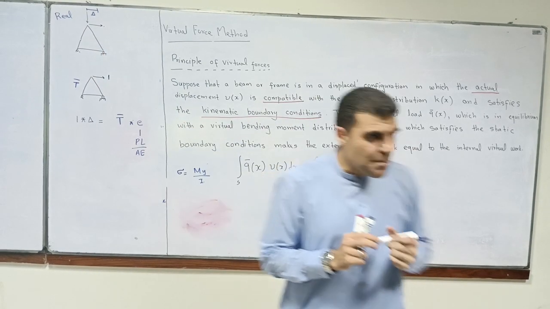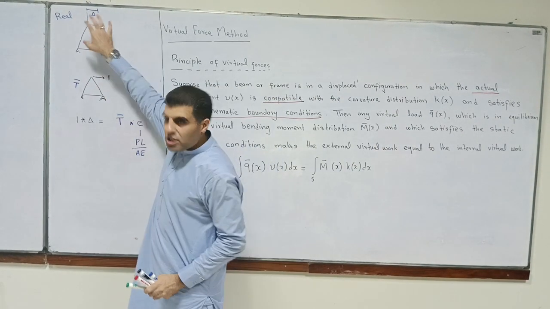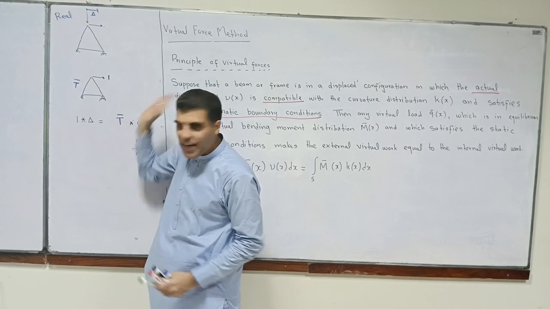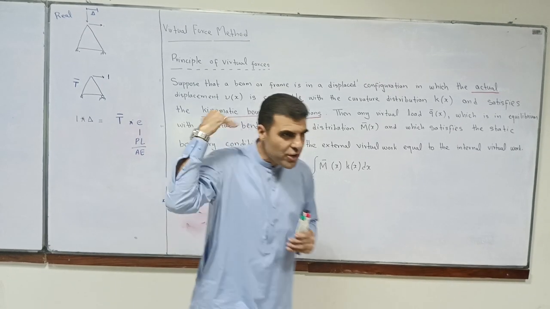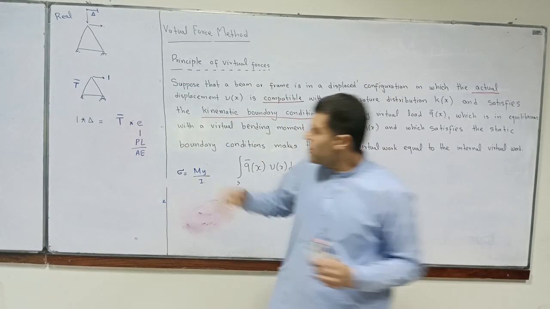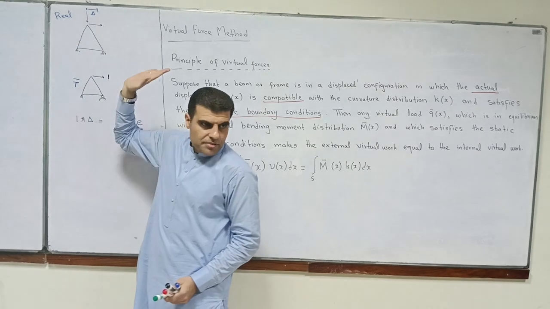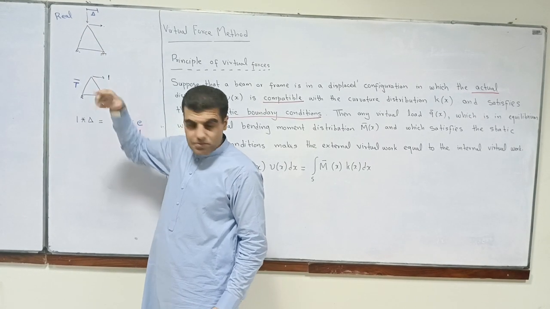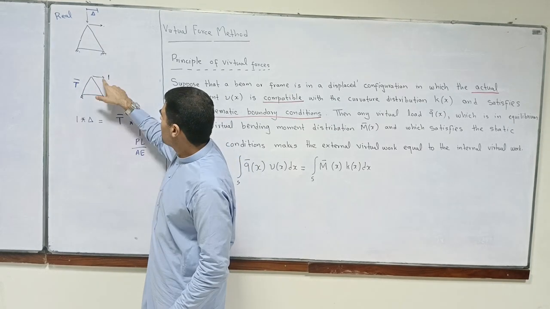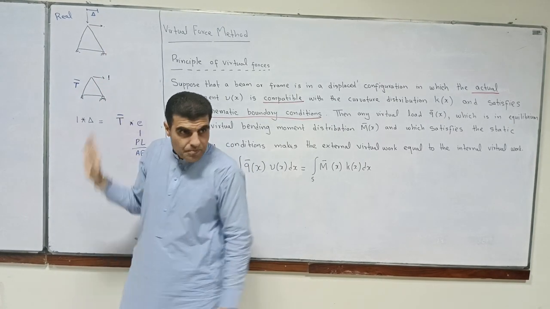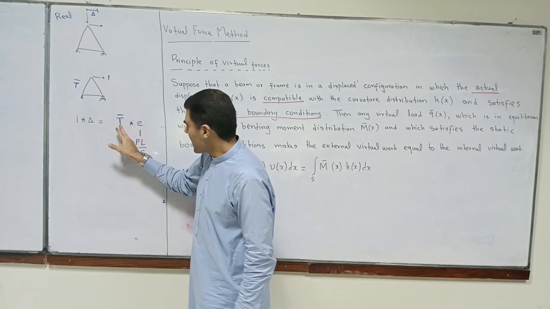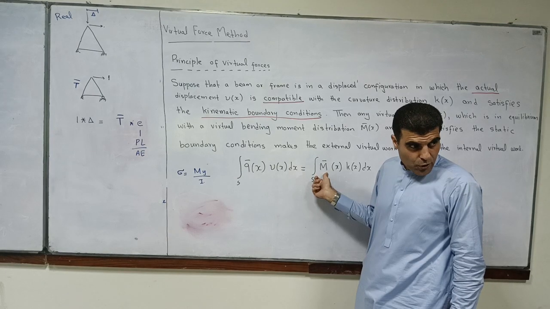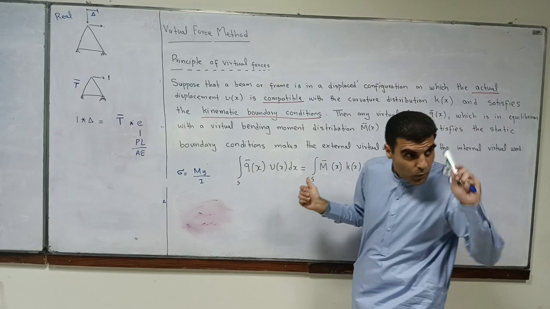So please notice, I repeat, we have got a real system and we have got a virtual system. We are asked to find out deflection in any direction. We will apply a unit load in that direction. That unit load can be in any direction, not necessarily horizontal or vertical. So the external work is 1 times delta, and the internal work is the axial internal forces in the virtual system.